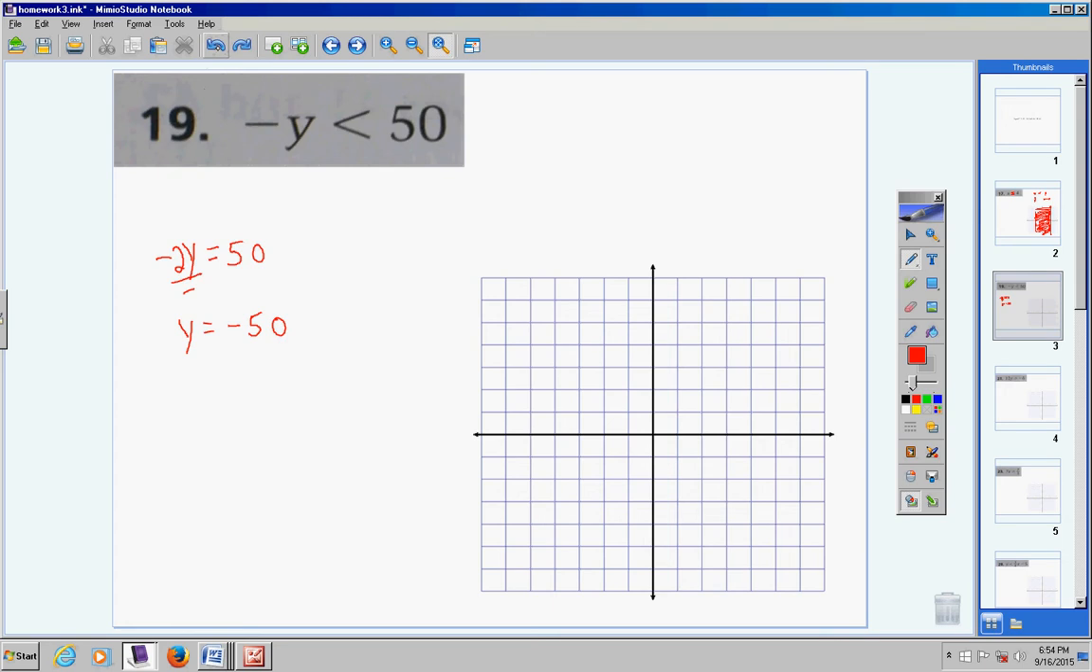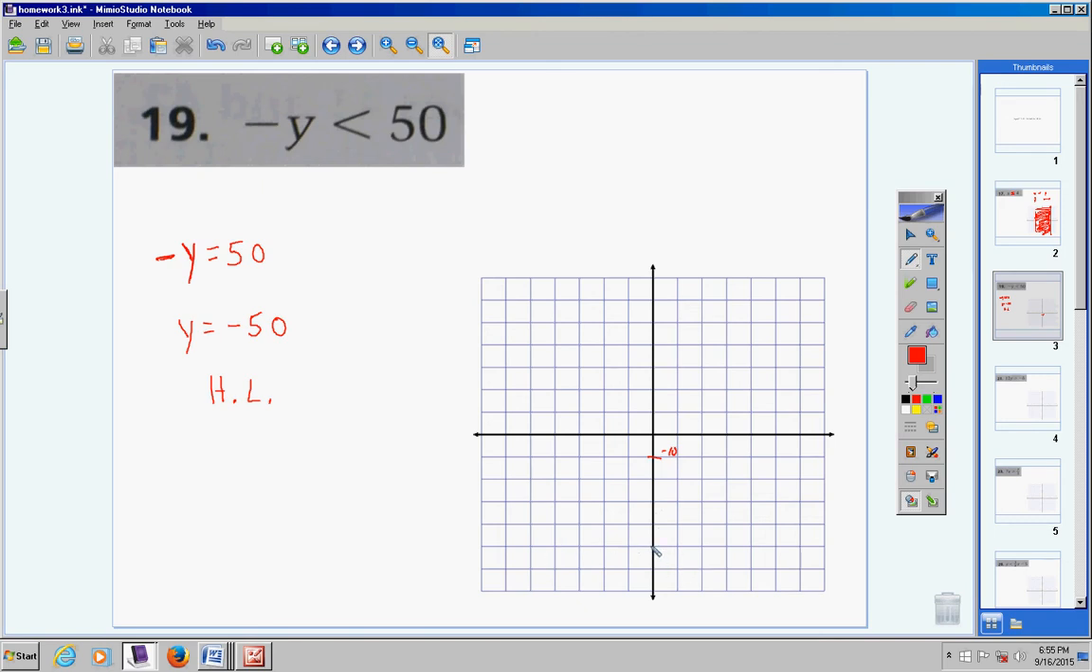Okay, if the inequality or the equation has just an x or just a y, that's great, but make sure it's all by itself. So negative y is not all by itself. So if negative y equals 50, then y equals negative 50. So we're going to have a horizontal line, okay, at negative 50. So let's just go ahead and pretend these are in increments of 10. We can do that. So 10, 20, 30, 40, 50.